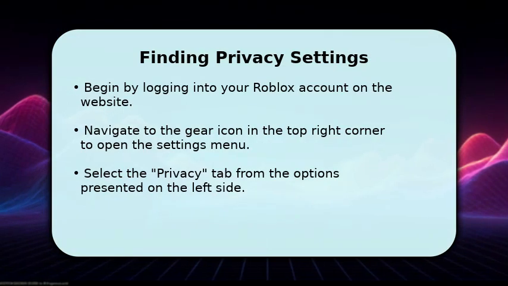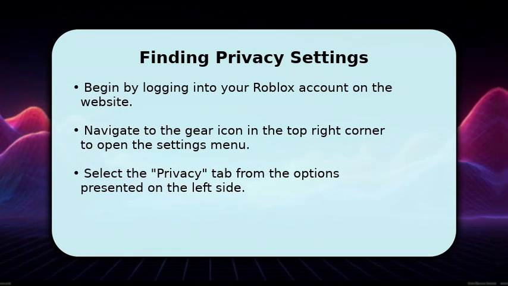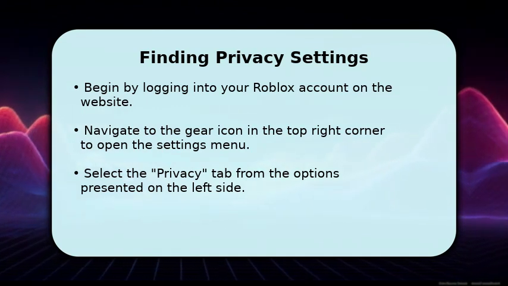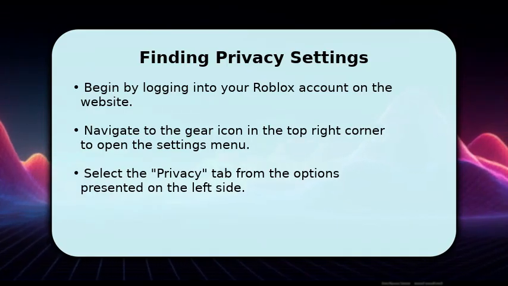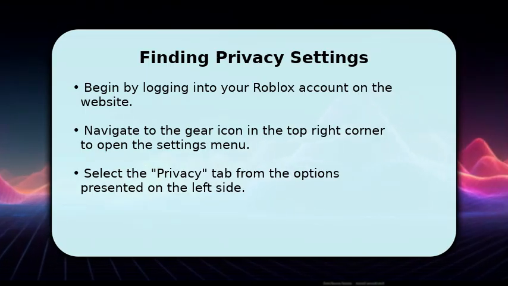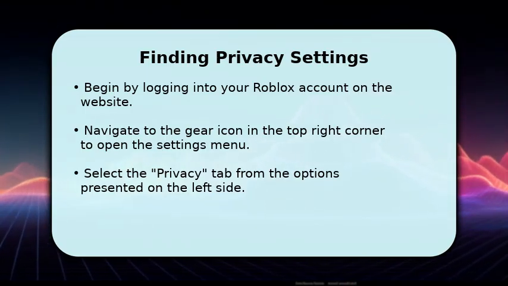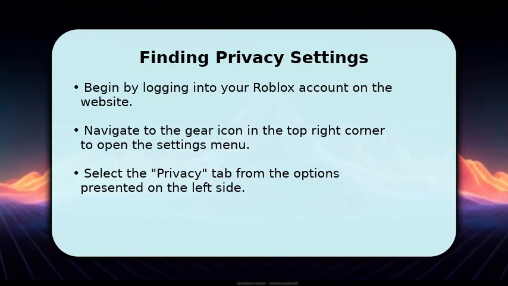To get started, log into your Roblox account on the official website. Once you are logged in, look for the gear icon located in the top right corner of your screen. Clicking this icon will open a drop-down menu. From there, you'll want to select Settings. On the left-hand side of the Settings page, you will see various tabs. Click on the Privacy tab to proceed.